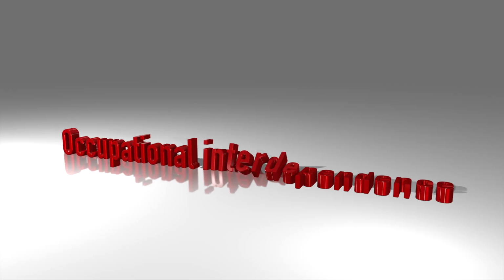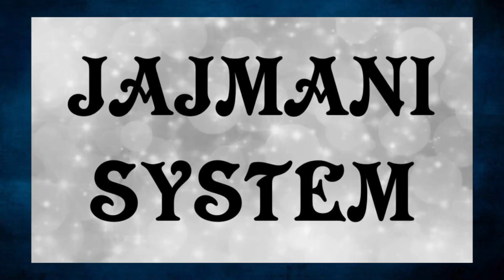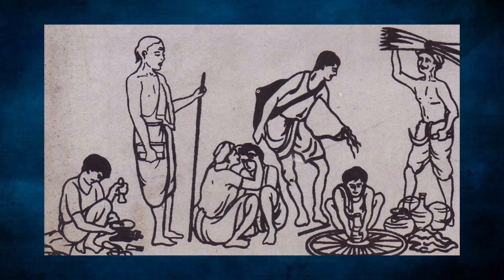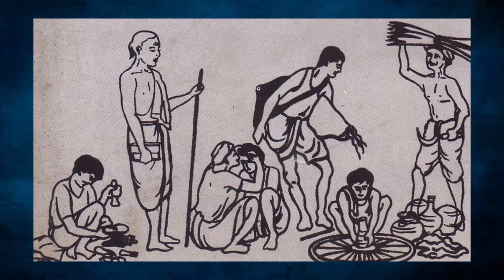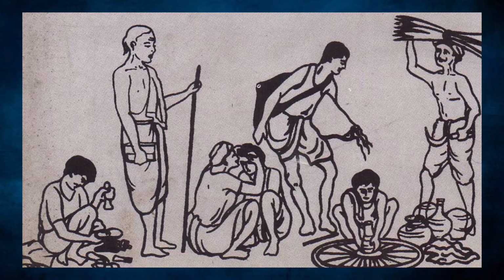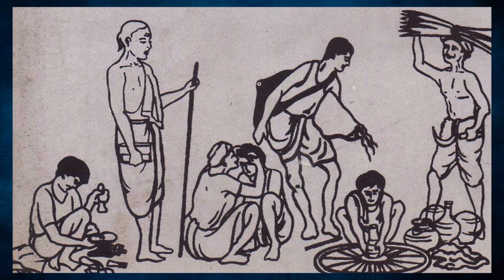The occupational interdependence. Division of labor is based on the caste system, but the earlier village economy was dependent on the jajmani system. Each caste had its occupational specialization. These castes gave their services to their jajmans on an exchange basis, but on the whole the caste economy promotes occupational interdependence among different castes in a village.